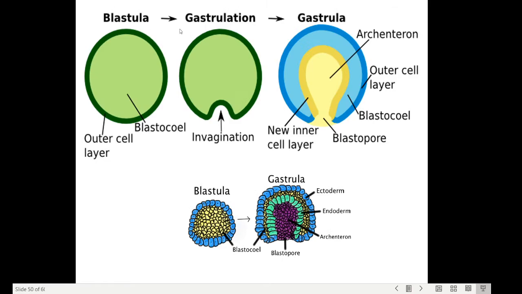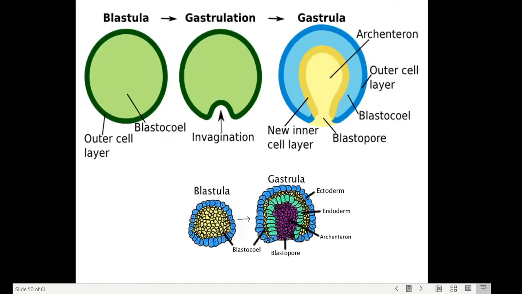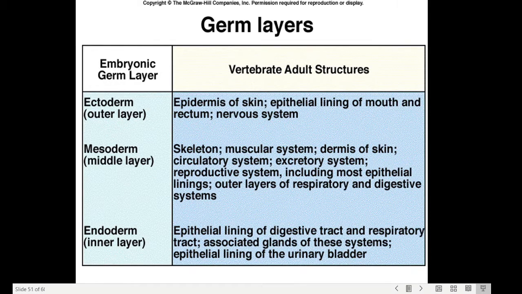Here we go from the blastula to the gastrula formation. Gastrulation forms 3 differentiations: the ectoderm, endoderm, and mesoderm. External ectoderm forms the outer skeleton. Endoderm forms the inner lining of organs. Mesoderm forms various organs. These are the 3 germ layers.